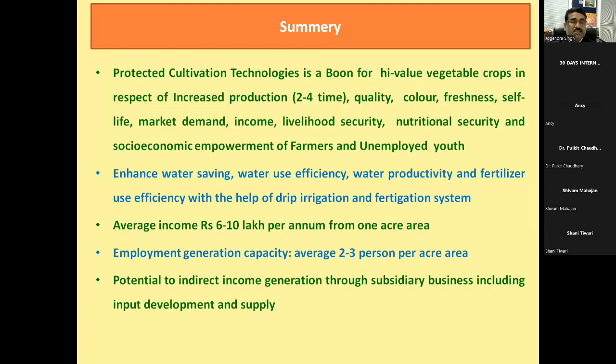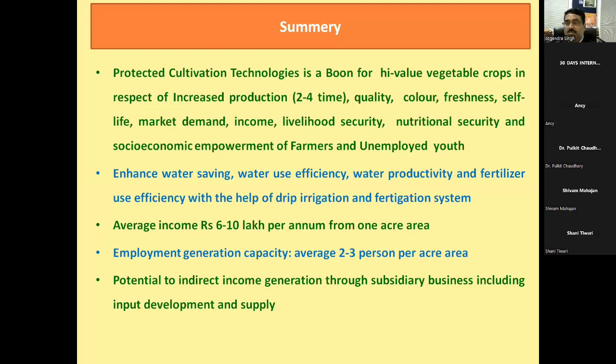And second is the enhanced water saving, water use efficiency, water productivity, and fertilizer use efficiency with the help of drip irrigation and fertigation system. This is the beauty of the protected cultivation technology. Average income is more than 6 to 10 lakh rupees per annum from 1 acre area.